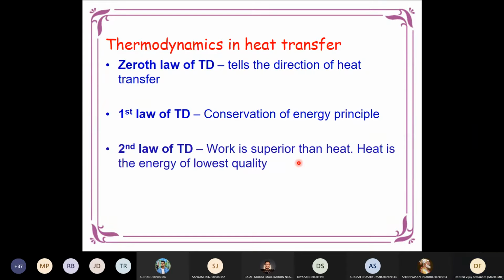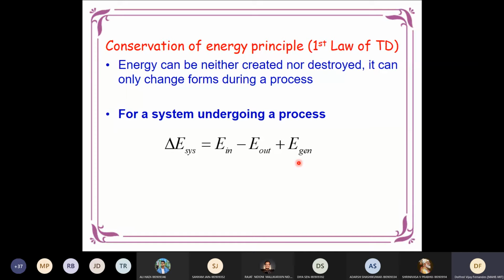With this, and the first law, we can write for a system that the change in energy of a system is equal to energy into the system minus energy out plus energy generated in the system. We can write this in terms of rate also. Rate of energy change is equal to rate of energy in minus rate of energy out plus rate of energy generation. So this will be used in heat transfer. That's why I put it here.